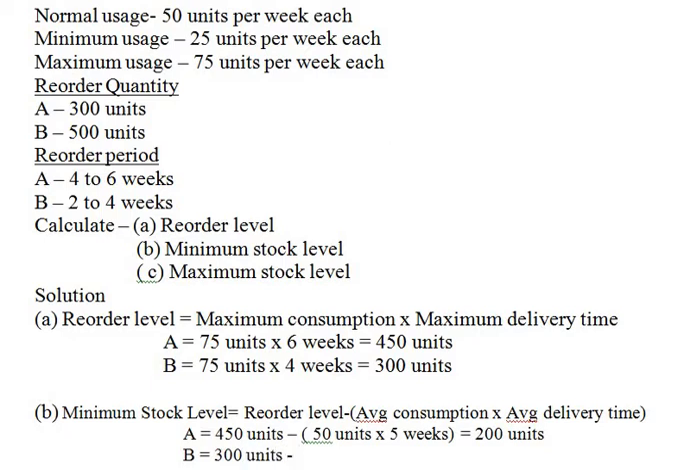Minus average consumption. For A and B it is the same, because they have given normal usage 50 units per week each. It means here 50 units, into average delivery period for B. Again go through the problem, reorder period. Here for B they have given 2 as minimum and 4 as maximum. So 2 plus 4 is 6. 6 divided by 2, how much will you get? 3 weeks.